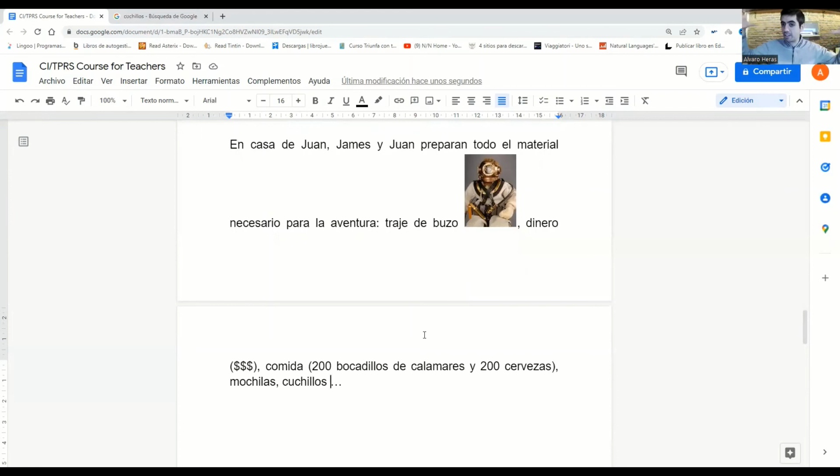Sí, los calamares gigantes. Oh. Okay. 200 bocadillos de calamares gigantes. ¿Sí? Oh, all right. Again, another ridiculous detail to make it more interesting. Yeah.